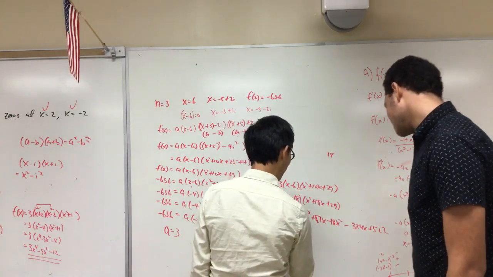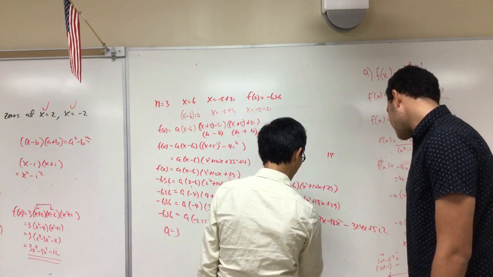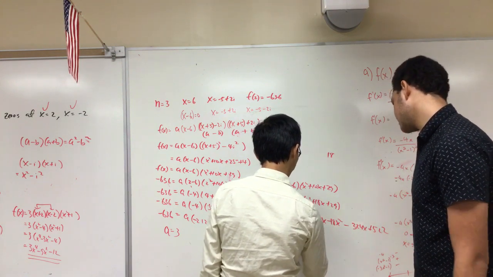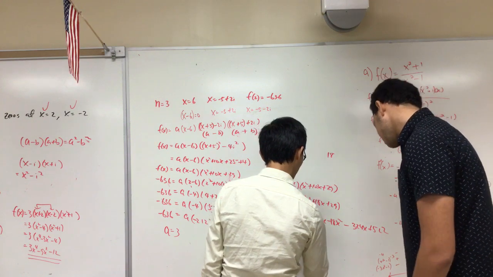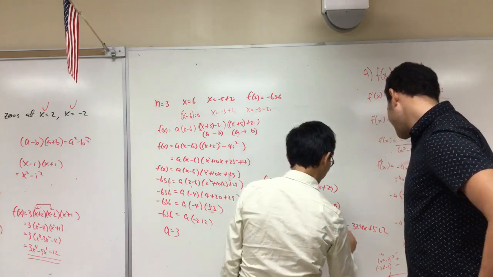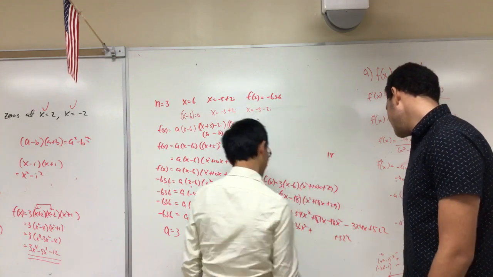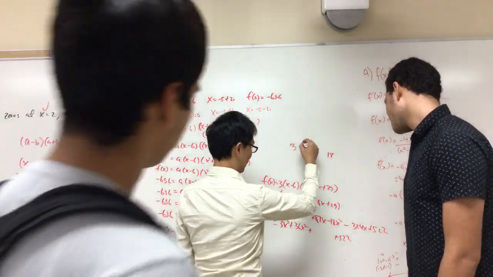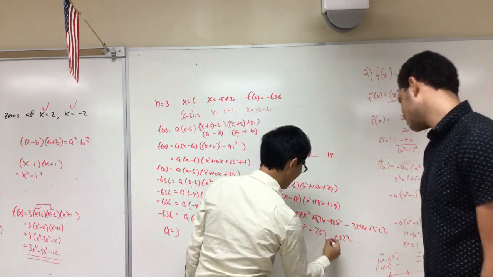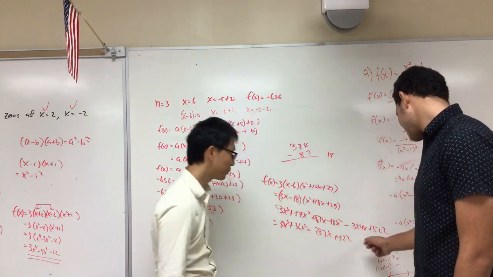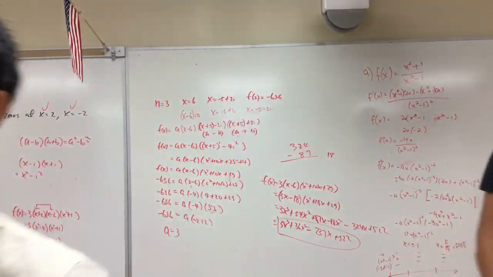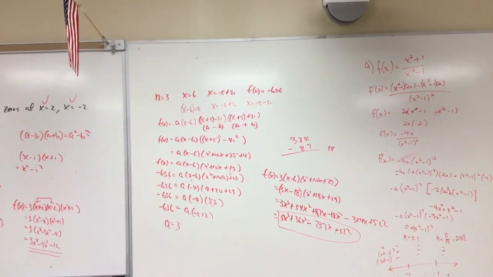Put the stuff together, and that's equal to x cubed plus... and then plus 522. That's it.